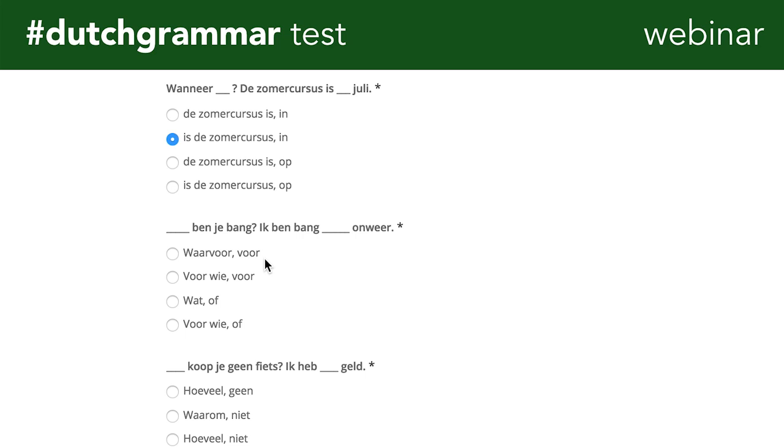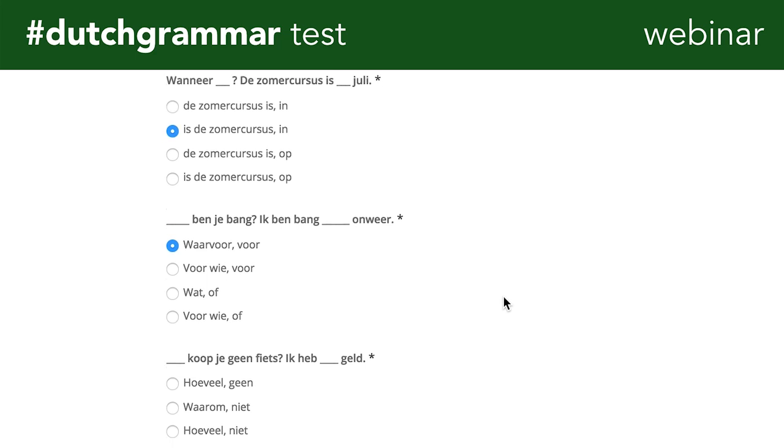But now the question. Lesson 43. Question words in combination with prepositions. Here you need to know that with a thing we write waar plus preposition attached. With a person we have first the preposition and then wie. Onweer is not a person, so it should be waarvoor.